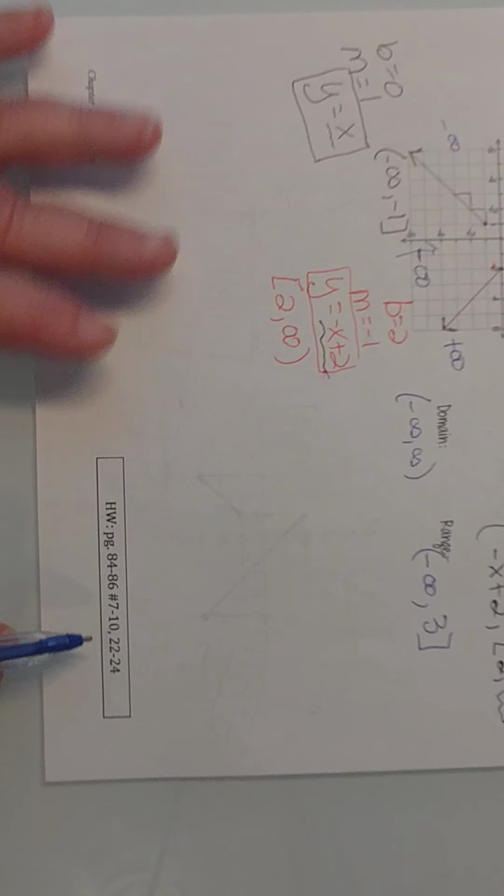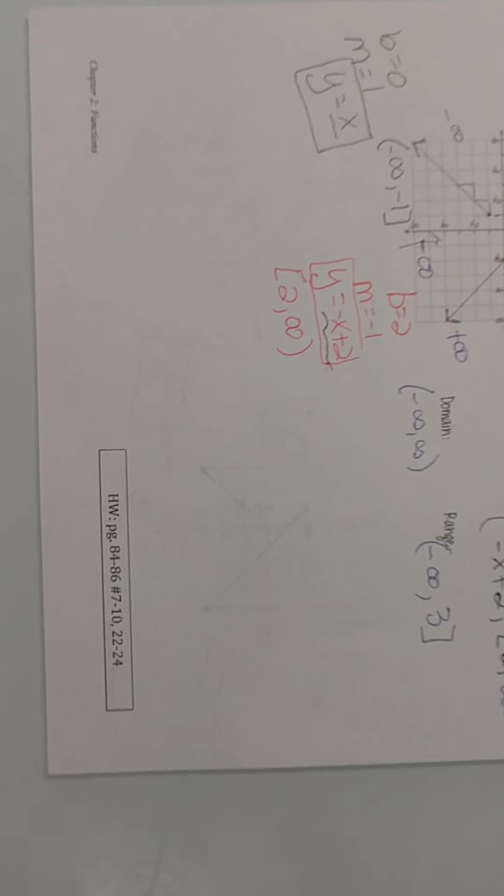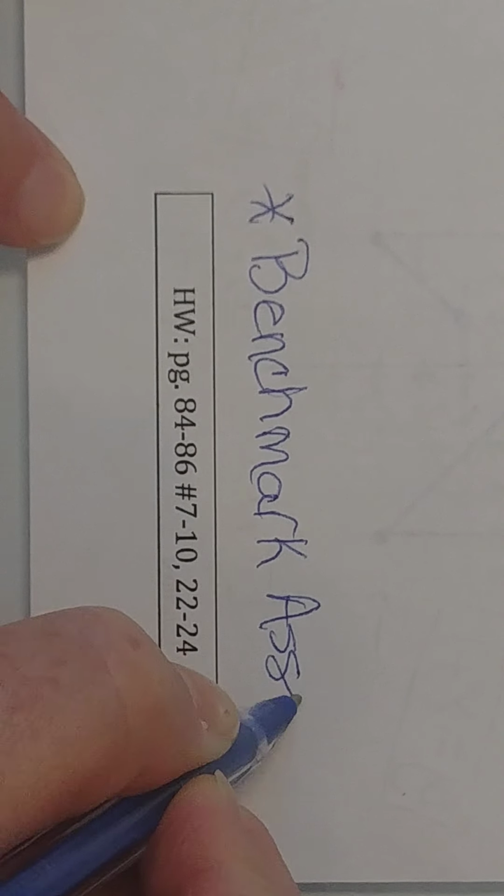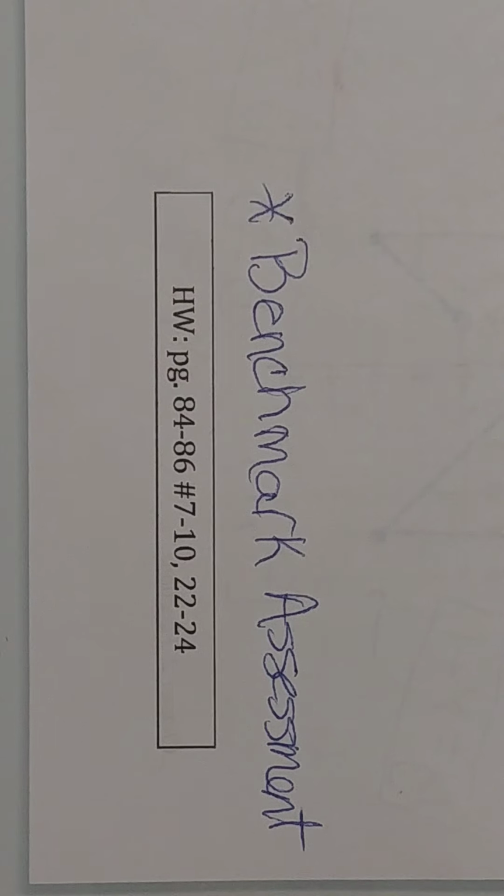Okay, at the bottom of the page here we have our homework. Our homework is on pages 84 to 86, numbers 7 through 10, 22 to 24. And also remember, we still have the benchmark assessment, and that's on Buzz. It needs to be taken by midnight Friday. Set aside a good 40-minute to 60-minute time period.